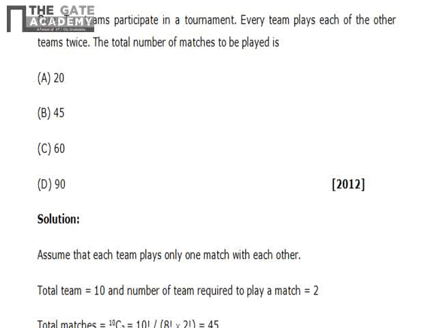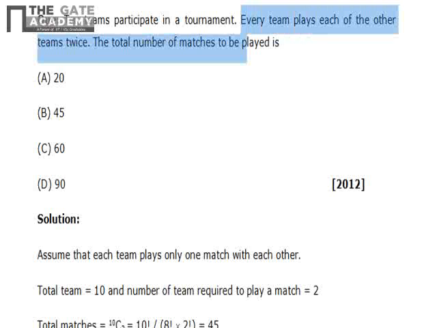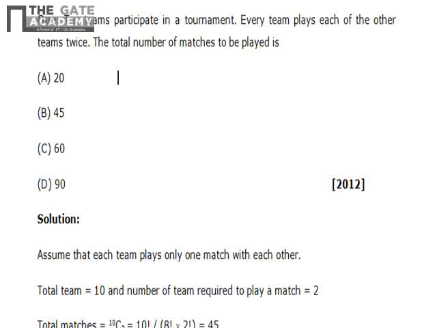Now the next problem is that 10 teams participated in a tournament. Every team plays each of the other teams twice. The total number of matches to be played. Actually this is a very good example, very good question. But here it is written that every team plays each of the other teams twice. Suppose this condition would not have been there, and it was written that every team will play only once with another team.